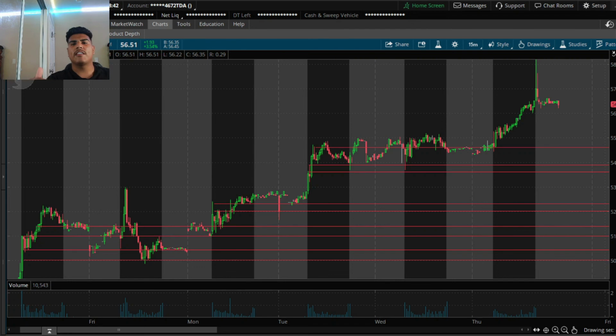Now remember, drawing these lines, it's the same whether you choose to draw them on Robinhood or TD Ameritrade. But personally, I use Robinhood the night before just so I can figure out the price that I'm gonna buy at. But when it comes to trading, I'm actually using TD Ameritrade throughout the day to draw these new support and resistance lines.